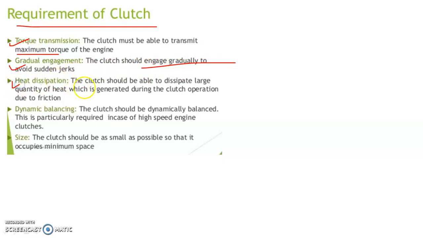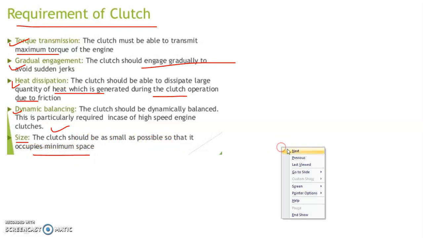Next is heat dissipation. The clutch should be able to dissipate large quantity of heat which is generated during the clutch operation due to friction. So heat dissipation capacity. Dynamic balancing. The clutch should be dynamically balanced. This is particularly required in case of high-speed engine clutches. What is dynamic balancing? That we have studied in theory of machines. Size. The clutch should be as small as possible so that it occupies minimum space.